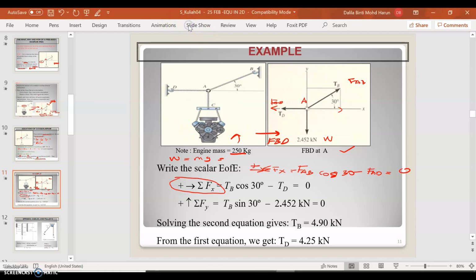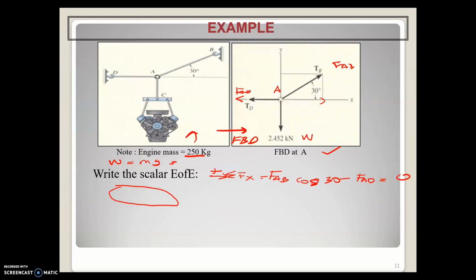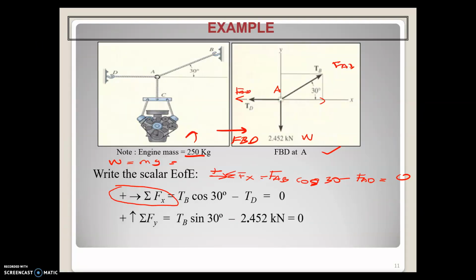Alright, we continue from previous. Okay, so we already take a look for part CX, right? Then we write the scalar equation of equilibrium for part CY.